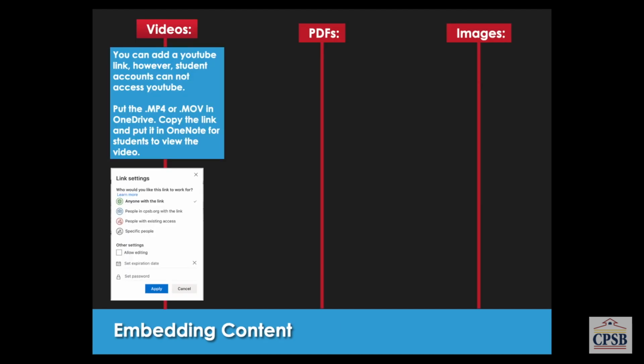Embedding content. You can add a YouTube link and the video will show right on the page. However, at school, student accounts cannot access YouTube. And so you can put the video as an MP4 or an MOV in OneDrive, copy the link, and put it in OneNote for the students to view the video. Make sure you have the settings on their right.